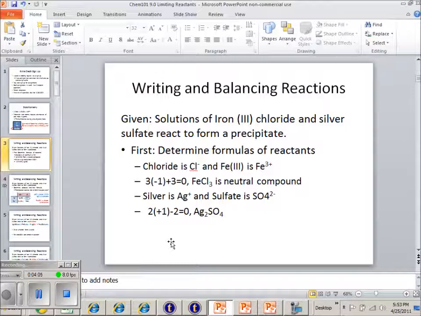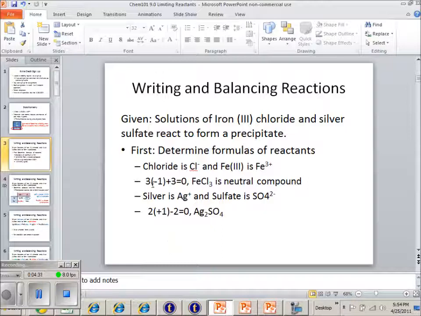So the first thing I would do is figure out the formulas of the reactants, because I didn't actually list them. They're there in English, but they're not there in chemical formulas. Chloride is Cl minus, and iron 3 is Fe3 plus. So I gave those away. You should be able to write an ionic compound formula from iron 3 and chloride.